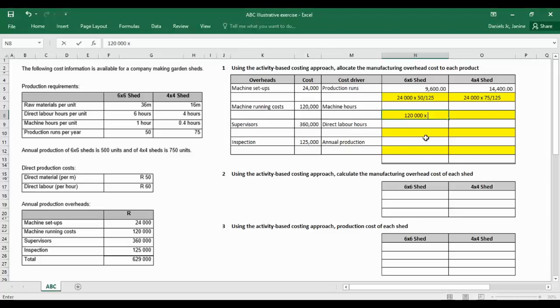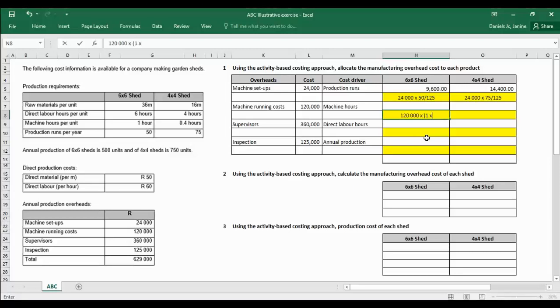So if I calculate the total, then it would be 1 hour multiplied by 500, because that is what they will be making. They will be making 500 for the year. That is what annual production means, right? So they will make 500 6x6 sheds, and each one requires 1 hour. So therefore, the total hours required to make the 6x6 sheds will be 500 hours.